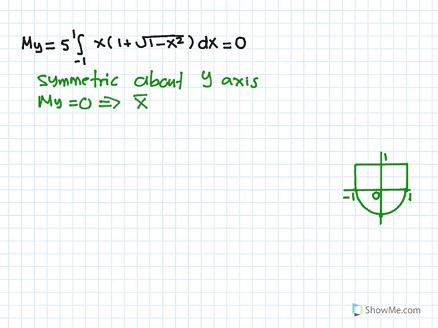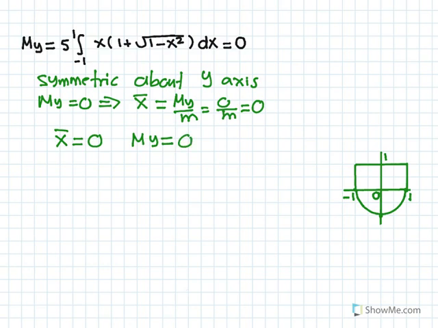But x bar is defined as the moment with respect to the y-axis divided by the mass. So we get 0 divided by the mass is equal to 0. We also know that the centroid of the region lies on the axis of symmetry. And the axis of symmetry here is the y-axis. That means x bar is equal to 0. The moment with respect to the y-axis is 0. And that simplifies our computations.